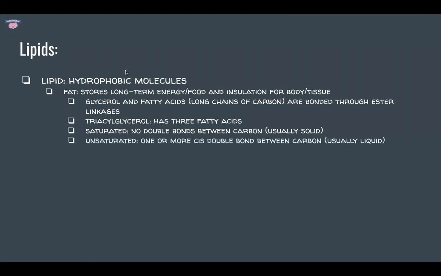Unsaturated has 1 or more cis double bonds between carbons. We talked about cis last time, and it has at least 1. If it has 1, then it's called a monounsaturated fat. If it has 2 or more, it's called polyunsaturated fat. Those mono and polys really form a pattern. Mono just means 1, poly means many.